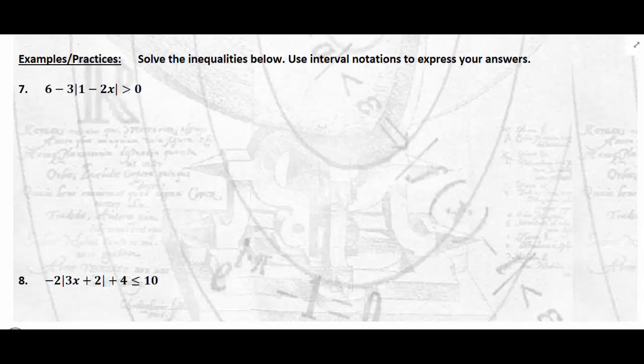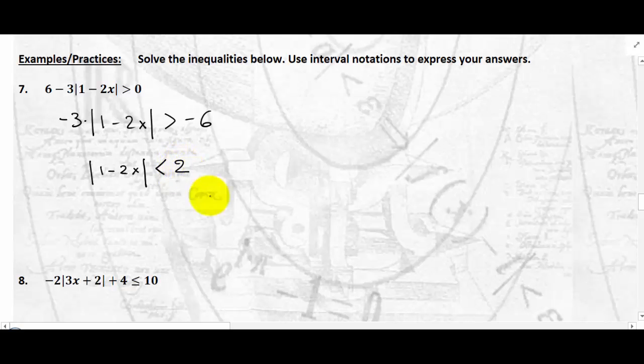Alright, so I'm going to do 7 and 9, and you're going to do 8 and 10, okay? So what do we have to do right here? Well, first, I need to clean up everything around the absolute value. So let's subtract 6, so negative 3 times the absolute value of 1 minus 2x is above negative 6, and then I'll divide by negative 3. Be careful, when you divide by a negative quantity, you have to flip the inequality, right? So negative 6 divided by negative 3 is 2.